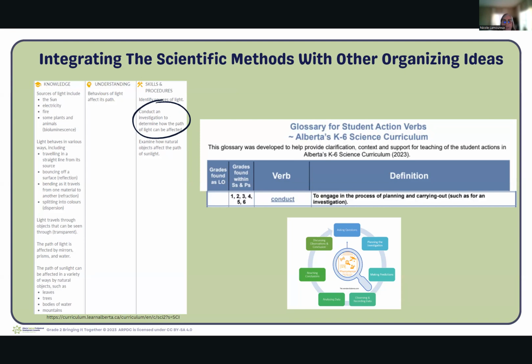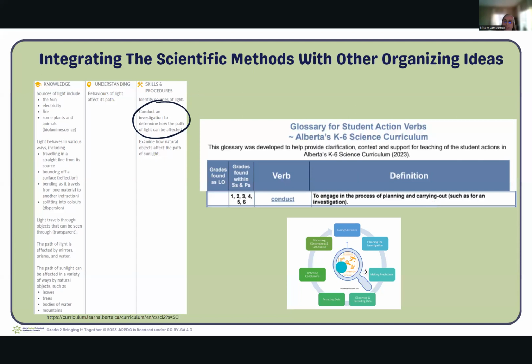So the specific sample that we're looking at today, and the reason I chose it, was there's not a lot of skills, but the one that is in there is conduct an investigation. How is that different than just investigate? Well, we have our glossary here, and it says conduct means to engage in the process of planning and carrying out. So if you think of a conductor in a symphony or an orchestra, they're behind the scenes planning and arranging how this will be executed.